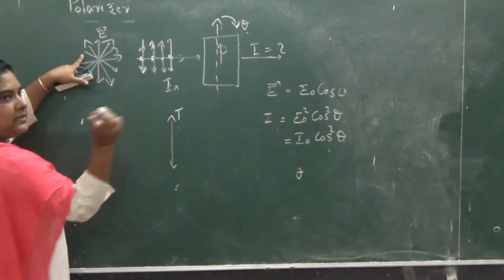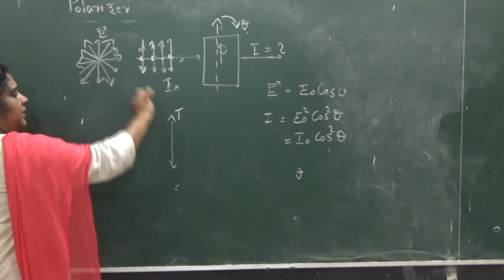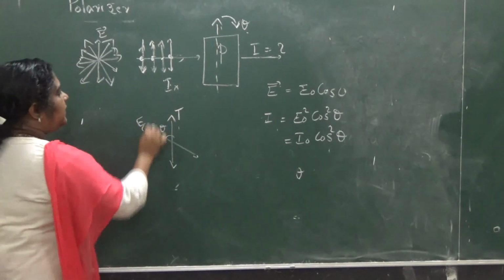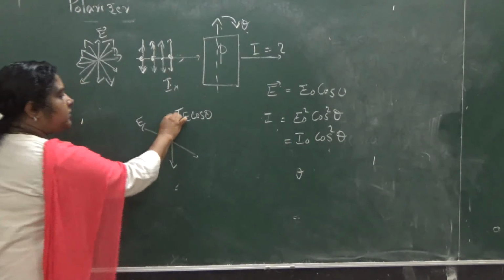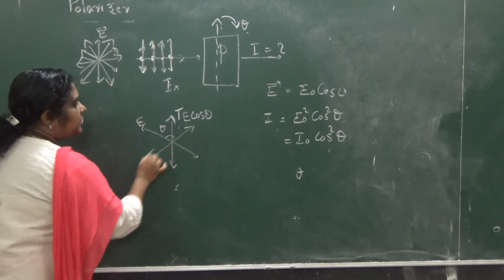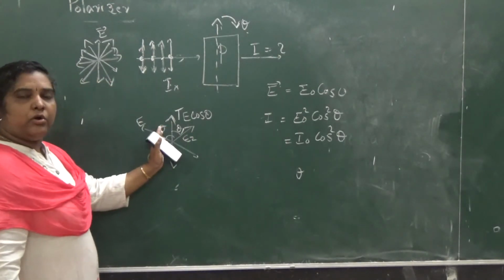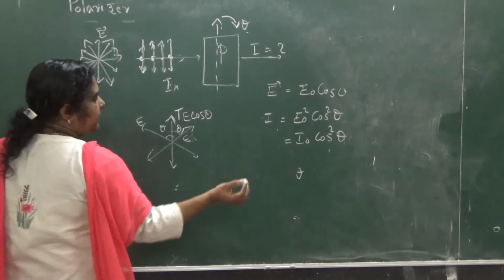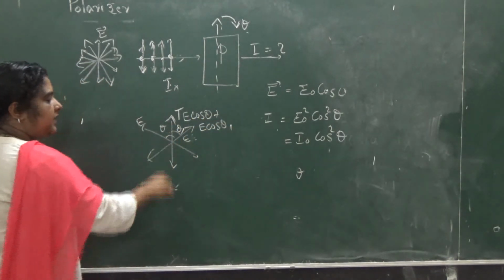So any component, any electric field vector. This is our electric field vector, which makes an angle theta with the transmission axis. Then E cos theta will contribute for passing the light. Suppose this is another vibration, with angle theta 1, then E cos theta 1 will contribute. E won't change, the amplitude will be the same. E cos theta plus E cos theta 1, along the transmission axis.